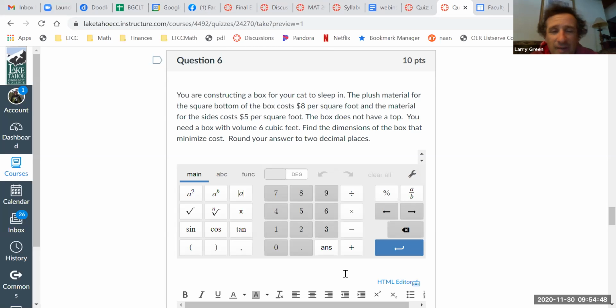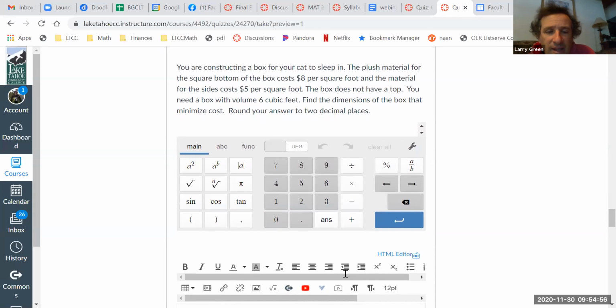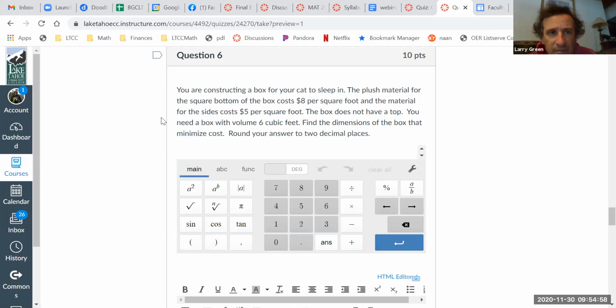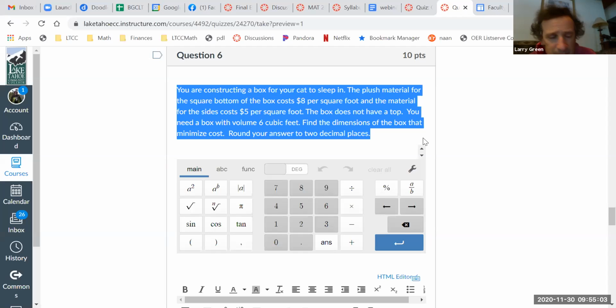You need a box with volume 6 cubic feet. Find the dimensions of the box so you minimize cost. Round your answer to 2 decimal places. Any questions on the question? Okay, so let's copy this.